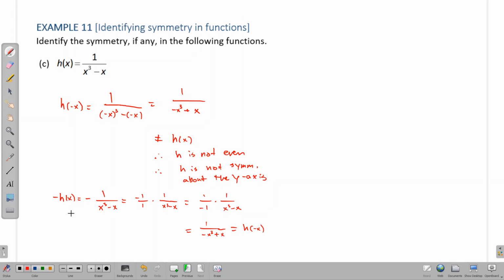We have negative h of x equals h of negative x. And that means it is odd. So that implies h is odd. It's an odd function, which means therefore h is symmetric about the origin.